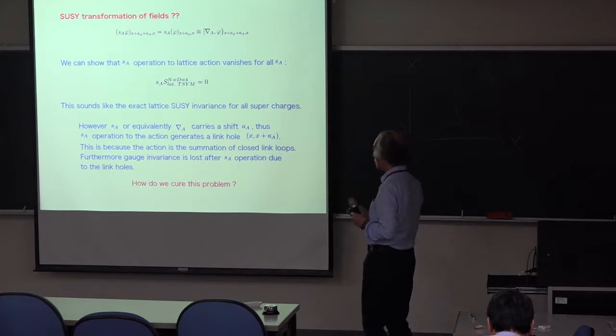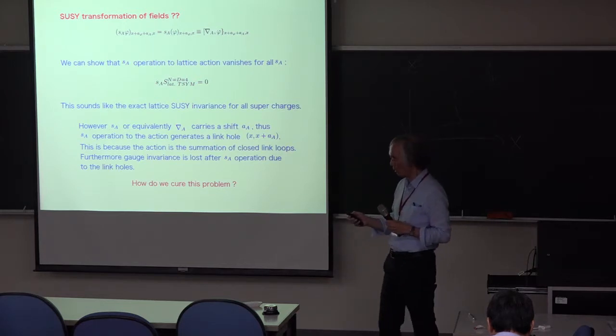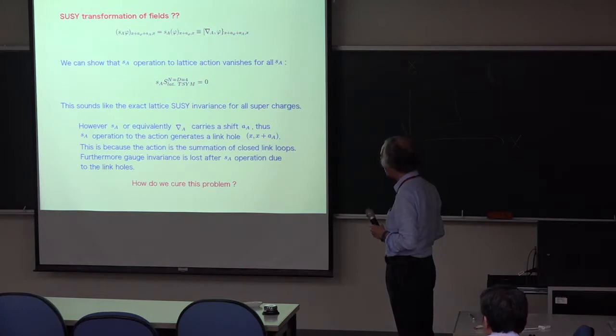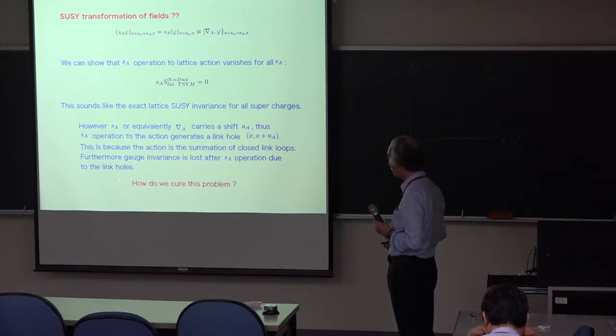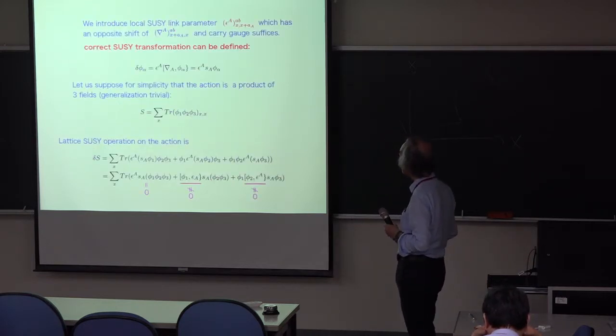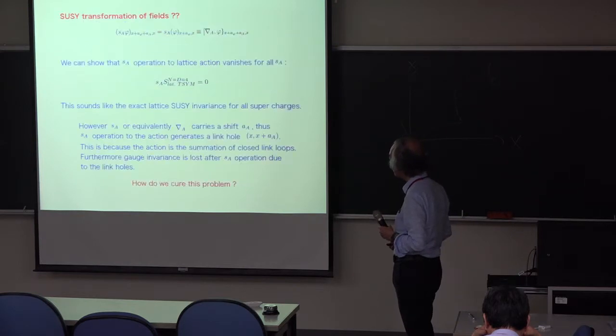So for a different reason, the SUSY operation vanishes. This is because the action is a summation of crossed link loops. Furthermore, gauge invariance is lost after the SA operation, which is just what I explained. How do we cure this problem? But it looks like exact SUSY is realized by this formulation.